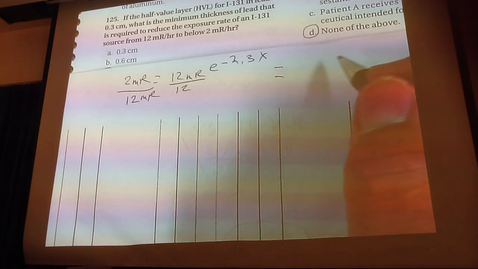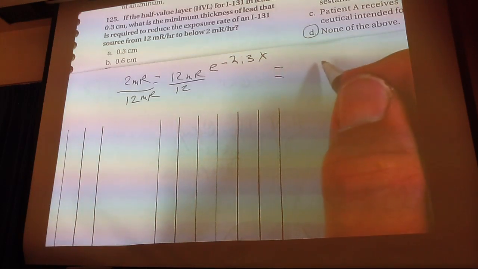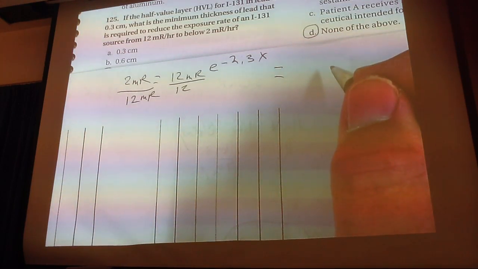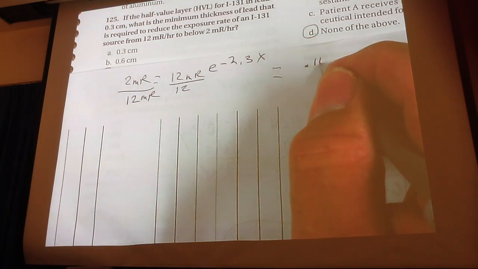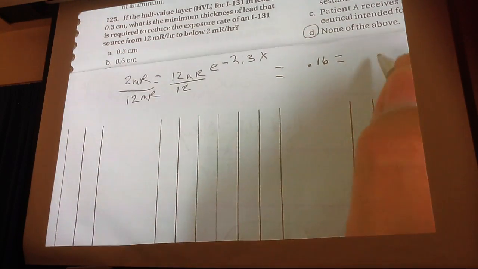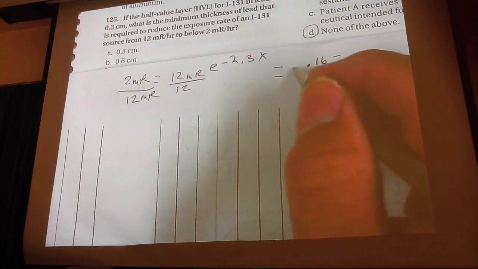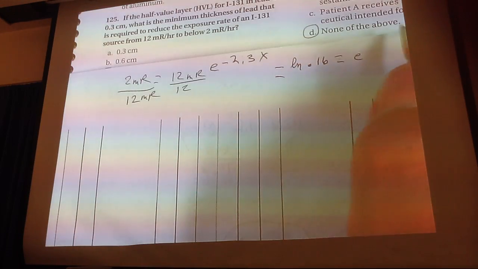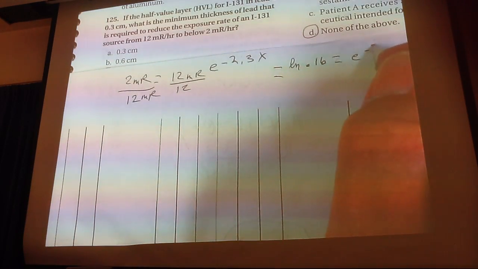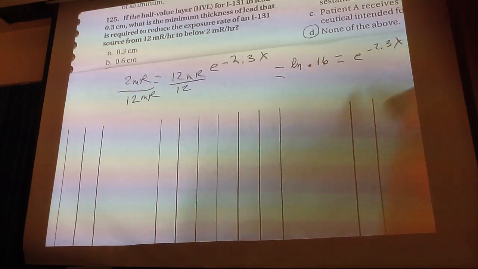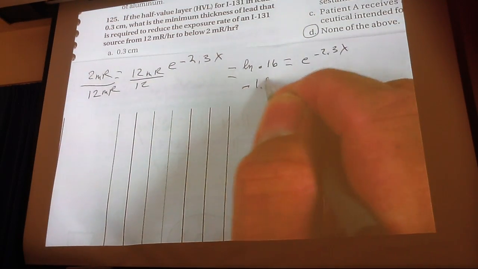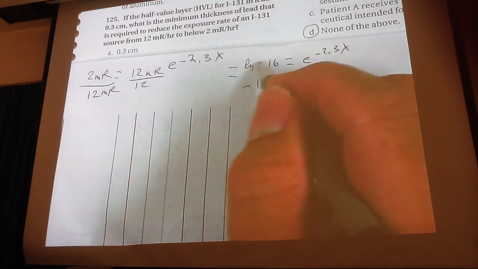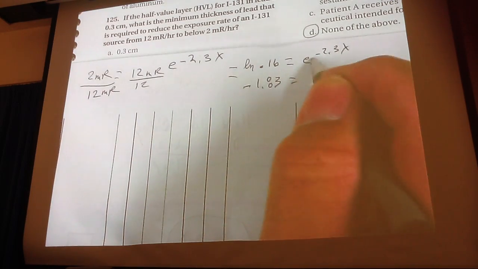Okay, so that's going to be roughly 0.125? 0.16. Okay, so 0.16 is equal to e to the minus 2.3x, and then we can take the log of that, right? Yeah, then hit the ln of 0.16. And once you hit the ln of that, then you can get rid of the e over here.